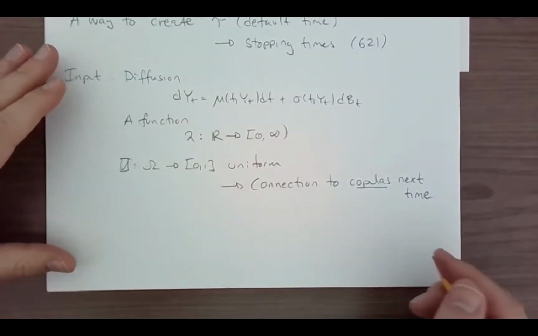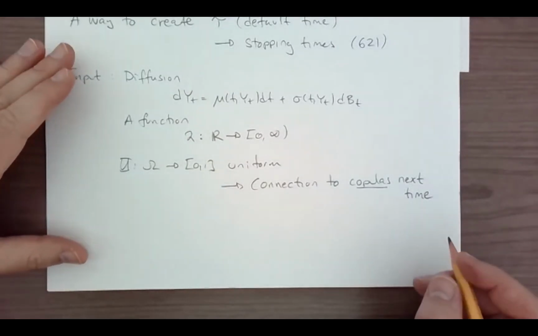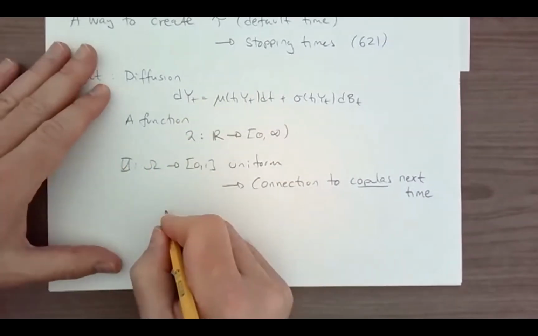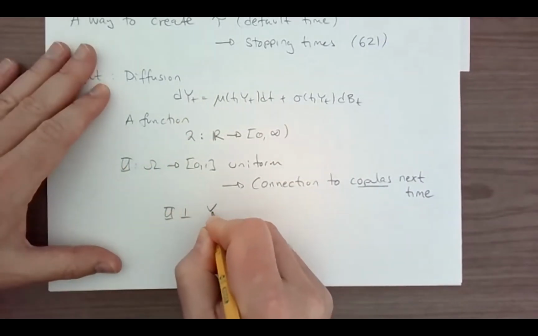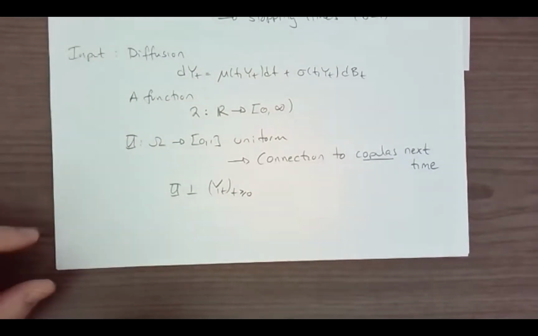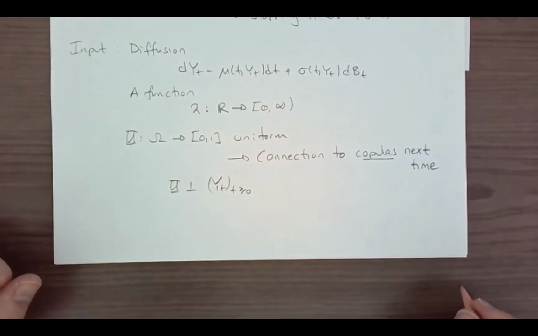Then what we do is, we're going to make the assumption here that U and Y are independent, right? So U is independent of this stochastic process, Y_t. Yep, so that's about it.